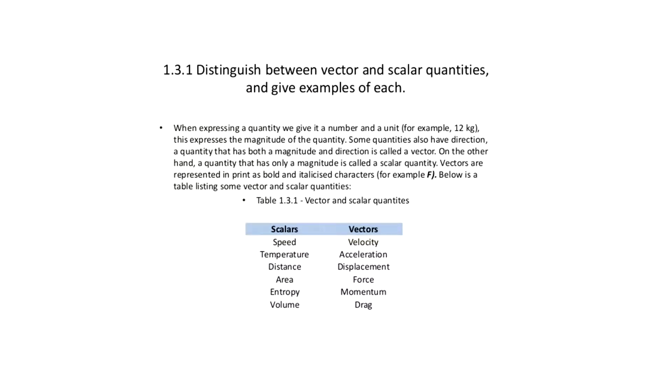So this week we're going to start to distinguish between vector and scalar quantities and give examples of each. In expressing a quantity, we give it a number and a unit. For example, 12 kilograms. This expresses the magnitude of that quantity. Some quantities also have direction. A quantity that has both magnitude and direction is called a vector. On the other hand, a quantity that only has a magnitude is called a scalar quantity.